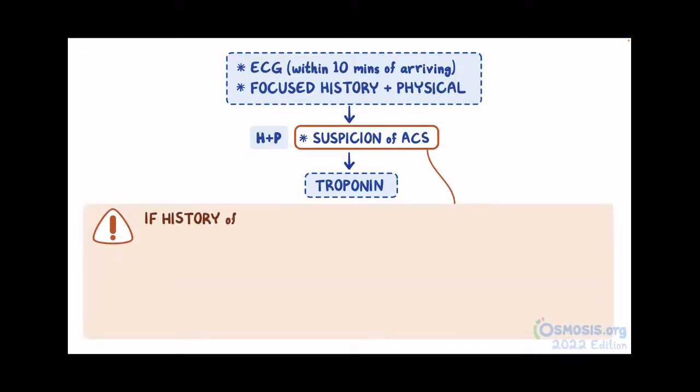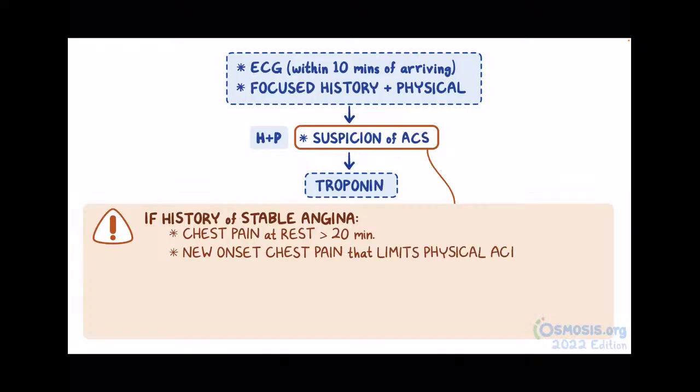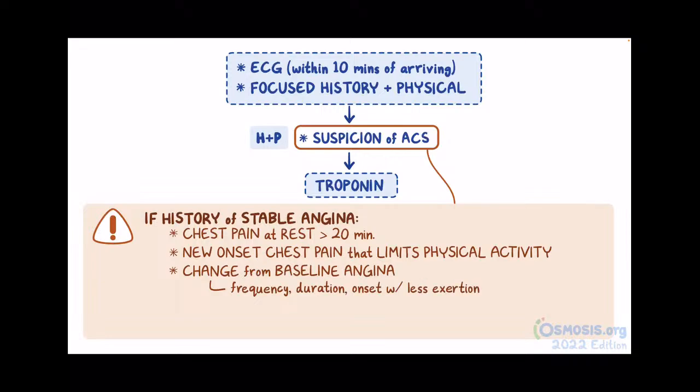If there's suspicion of ACS based on H+P, markers of myocardial injury like troponin should be obtained. Some high-yield facts to keep in mind. If a patient has a history of stable angina, changes in their presentation that may suggest ACS include chest pain at rest for more than 20 minutes at a time, new onset chest pain that greatly limits their physical activity, or a change from their baseline angina in terms of frequency, duration, or onset of chest pain with less exertion.